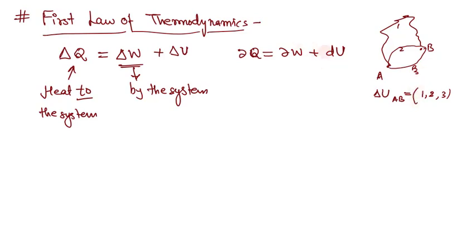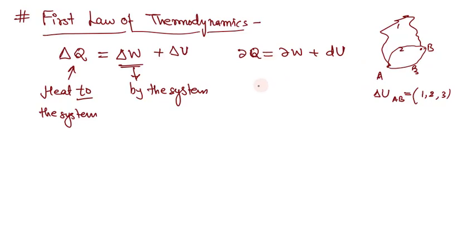So we generally write it as a total derivative of the internal energy, whereas the work done and the heat given to the system depend upon what path we choose.